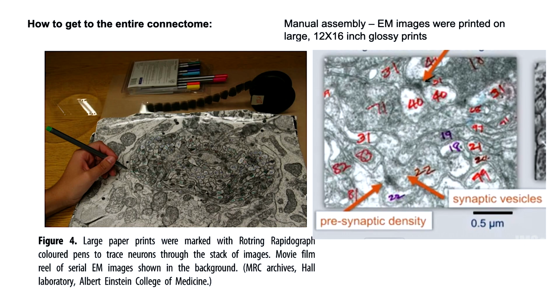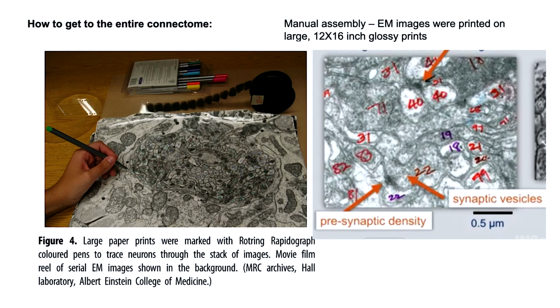You can see this dark patch here, that is the presynaptic density where all the neurotransmitter receptor packets are sitting to be released on the other side. And here also you can see the presynaptic density, and these tiny vesicles here, if you can see them, they are the synaptic vesicles.